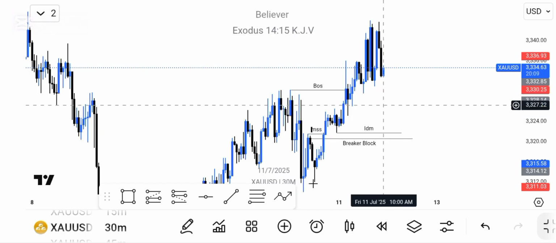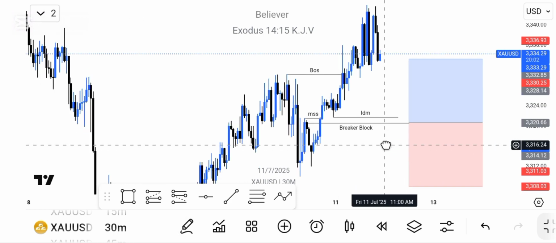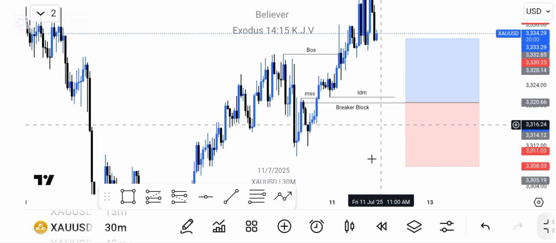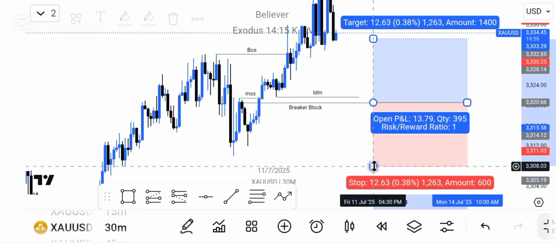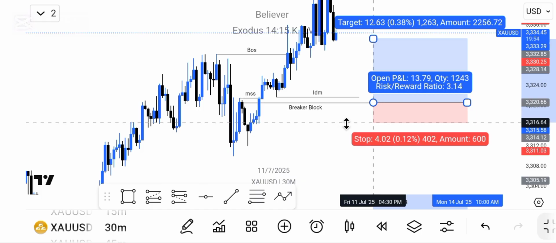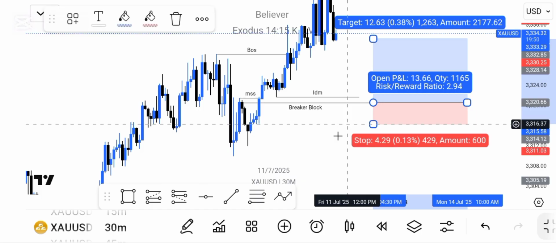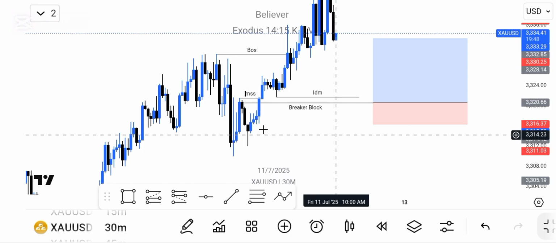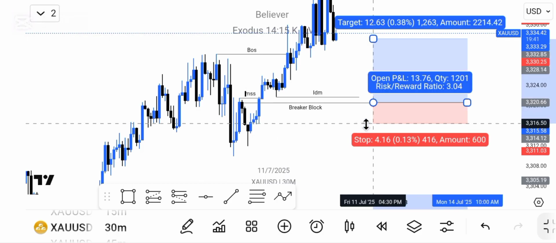Okay, so I'm going long here from this breaker block, and my stop loss is going to be on the candle that the breaker block cuts through. So this breaker block cuts through this particular candle here. So this is it. That's where my stop loss is going to be, on this particular candle, the low of the candle. That's where my stop is.